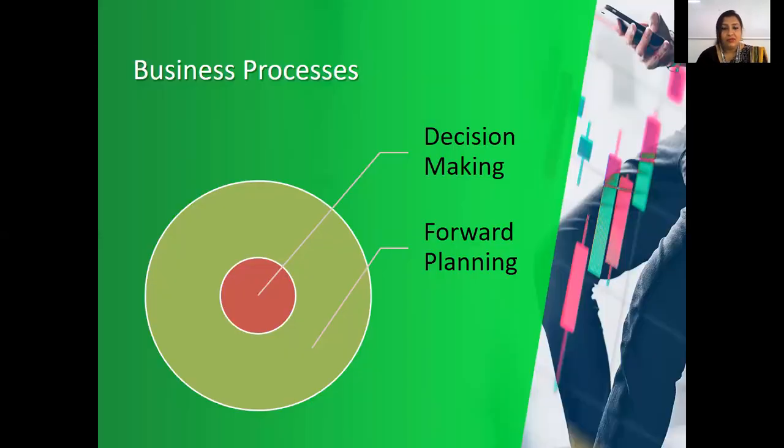Business economics particularly involves two business processes. One is decision making and another one is forward planning. Decision making is deciding what to do next, what is to be done in the current activities. Say, for example, your company is having a particular issue with the sale of your product. What can be done? What decisions are to be taken right now?